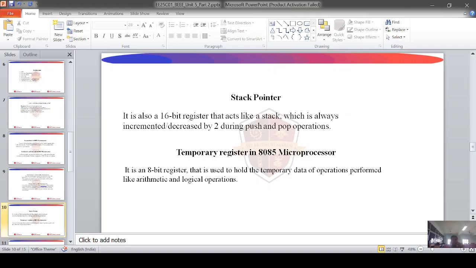Stack pointer and temporary register. The stack pointer is a 16-bit register that points to the top of the stack memory, and it is used during push and pop operations. The temporary register stores intermediate data during arithmetic and logical operations.